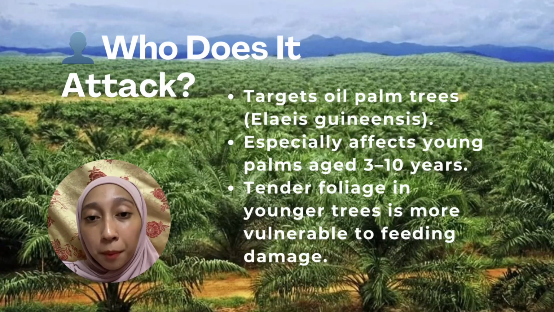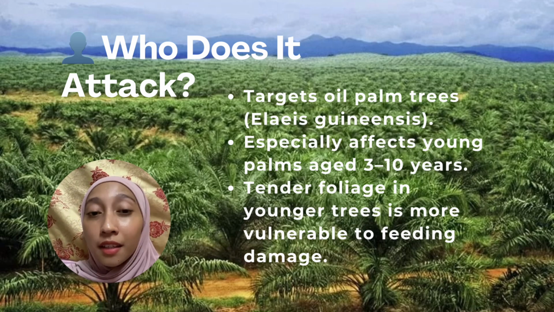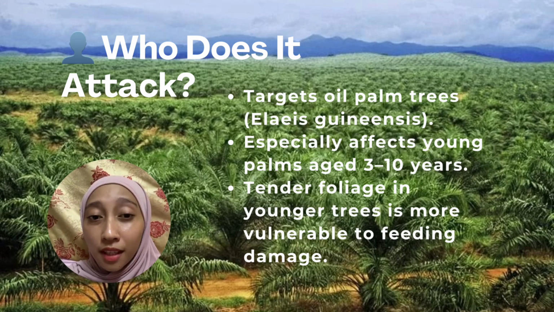Which plants does it attack? The bagworm mainly attacks oil palm trees, especially palms aged between 3 and 10 years. At this stage, the leaves are still soft and green, making them ideal food for the larvae. Older plants can also be attacked, but usually the damage is less severe because the leaves are tough.